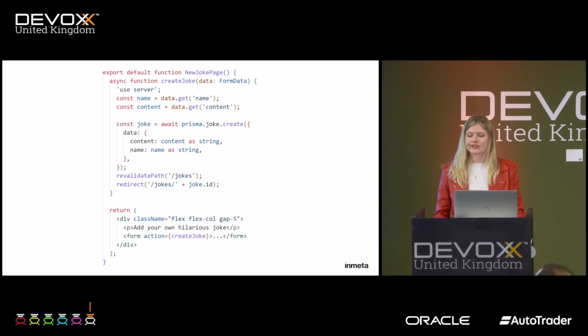Server actions also integrate nicely with form submissions. So here I have a form and a function marked with use server. And when submitting the form with the action property, it can, without JavaScript, call the server action and then add a joke to the database. And again, I have to tell Next.js to revalidate the view.